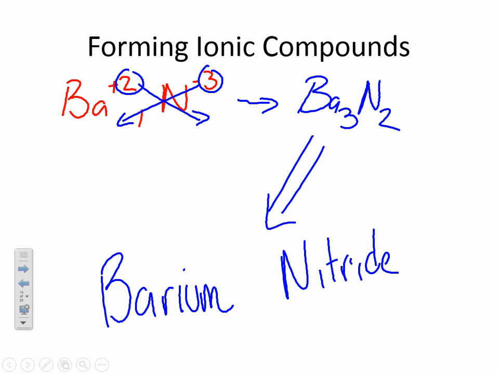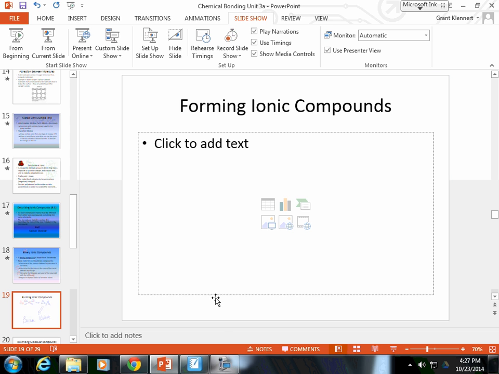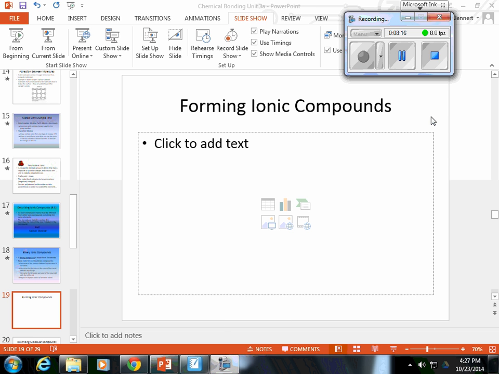So those are the simple tasks that you have to use when naming ionic compounds. Remember, in review, when you name ionic compounds, the positive never changes. You always name the positive as is, and the negative always goes to "ide." So keep that in mind.